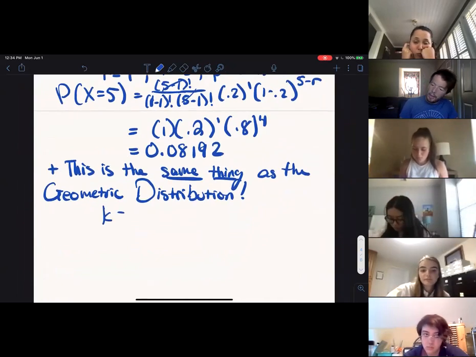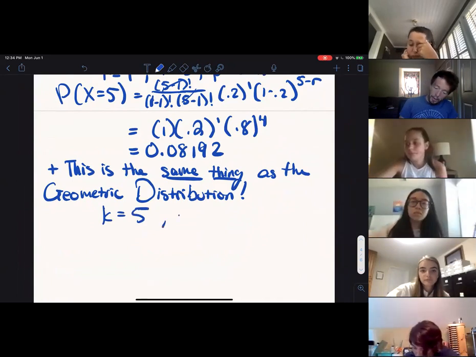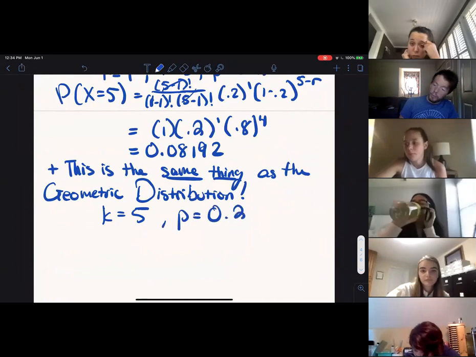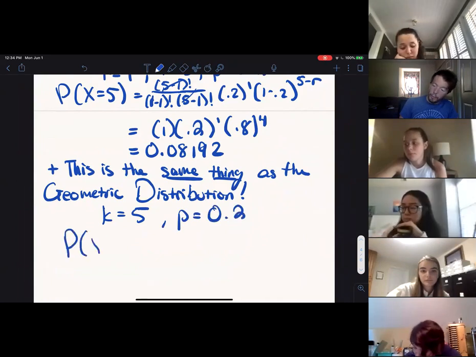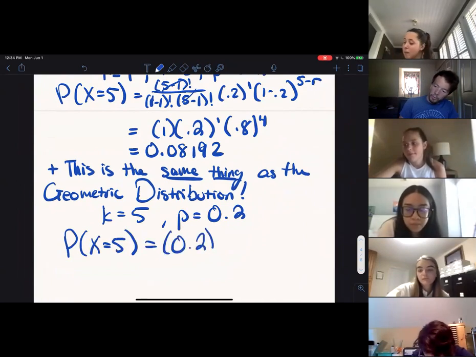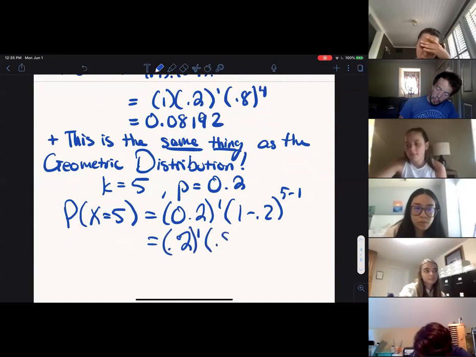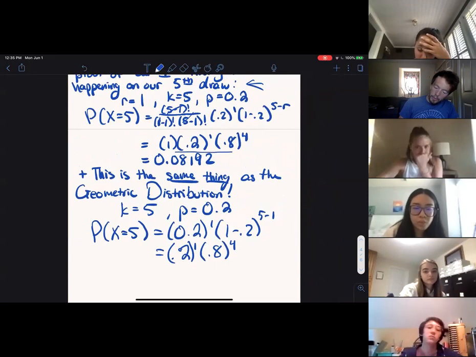We needed to know k is equal to 5. This probability takes us 5 trials until the first success, and the probability of an individual success is 0.2. If I were to plug this into the formula for the geometric distribution, it would just be 0.2 to the first, times 1 minus 0.2 to the k minus 1, which is equal to 0.2 to the 1 times 0.8 to the 4. And look, they're the same thing.